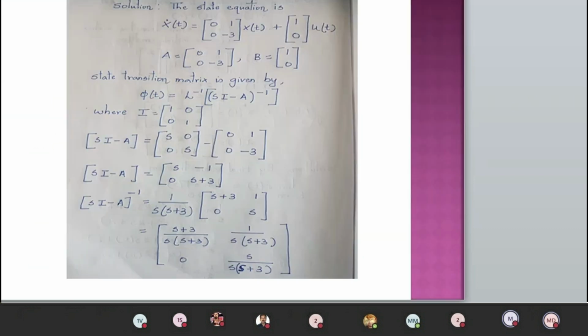Now let us check our answer. Our goal is to find the state transition matrix, right? The state transition matrix is given by Laplace inverse of (sI minus A) inverse.